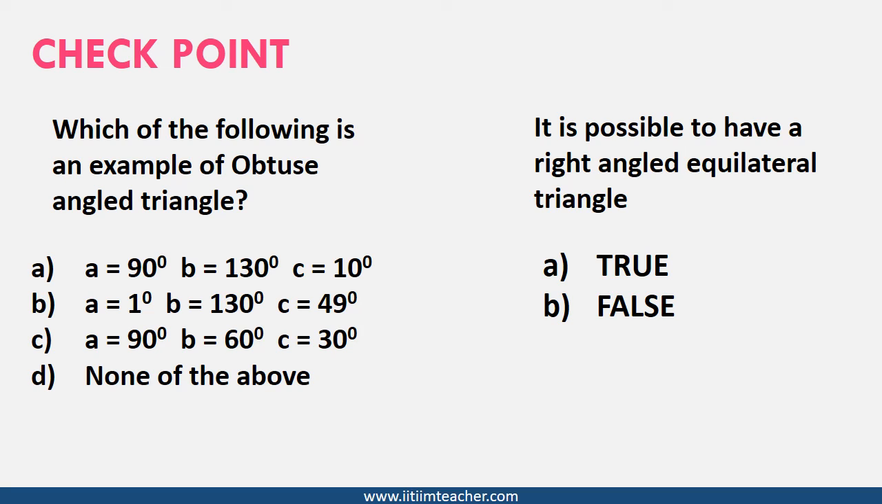Quick checkpoint. Which of the following is an example of obtuse angle triangle? Second question: is it possible to have a right-angled equilateral triangle? Answer to the first question is option B. And for the second question, the answer is false. Try it out.